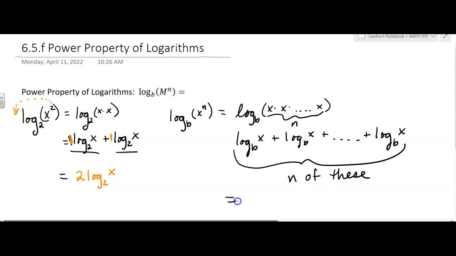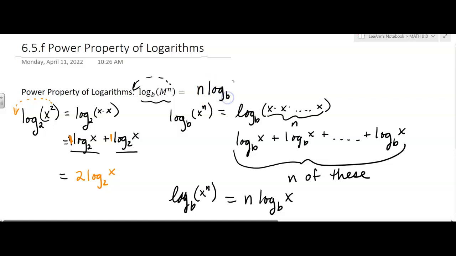And so the log base b of x to the nth is just equal to n times log base b of x. And you can put the x in parentheses if you want. Up here in my property I used m instead of x, but it's going to be that n coming down in front, n times log base b of m. So the way the property is written, that's how it would look. Let me give you a nice box.